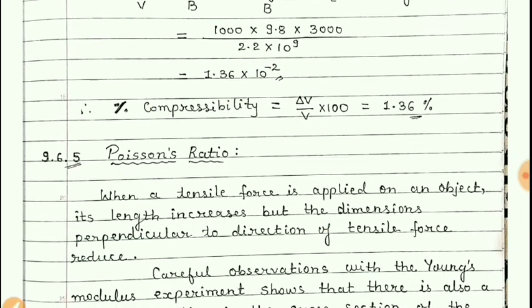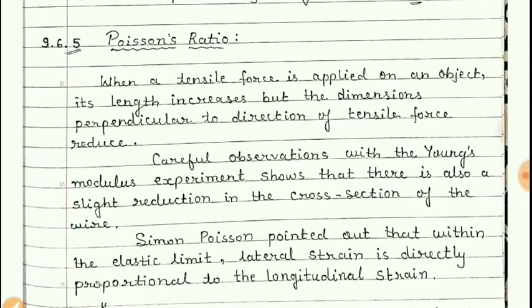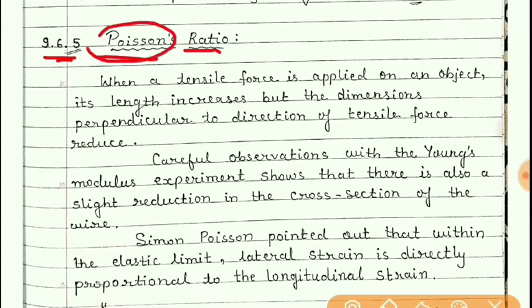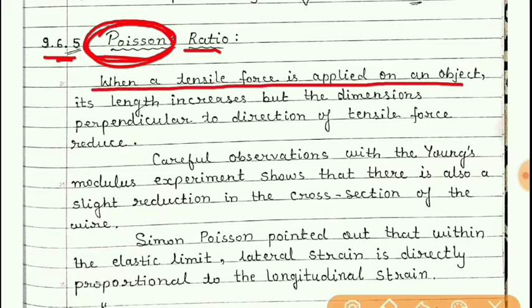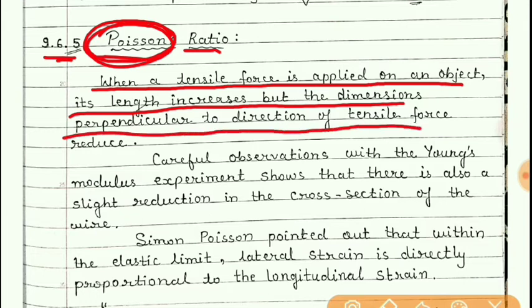Now, Poisson's ratio. This is the name or surname of a scientist. When a tensile force is applied on an object, its length increases, but the dimensions perpendicular to the direction of the tensile force will reduce.